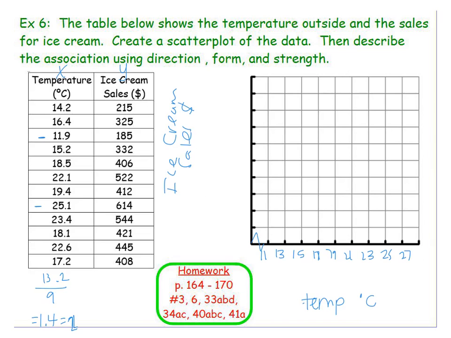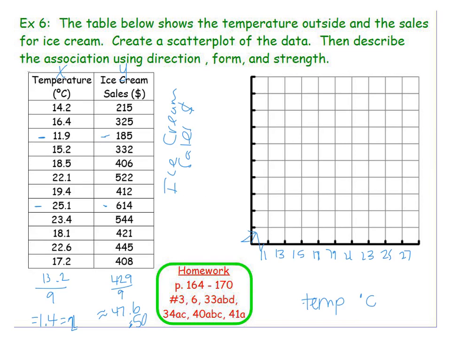All right, ice cream sales. Well, our low day is 185 and our high day is at 614. So 614 minus 185 is 429. I'm going to divide that by 9 boxes and I get about 47.6. So I am going to definitely make this one a 50. 50s are easy to count by. And I'm going to make a break here because you got to have a break.